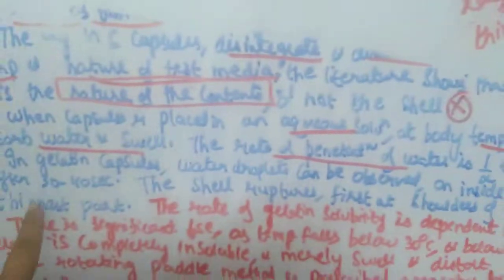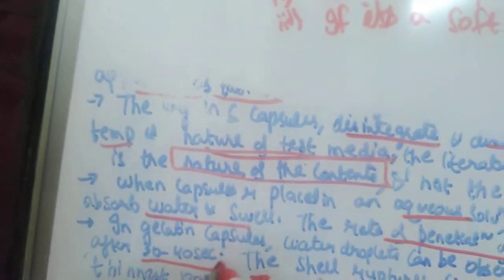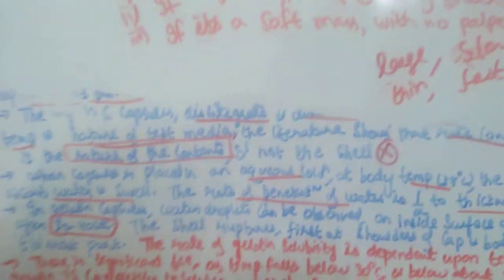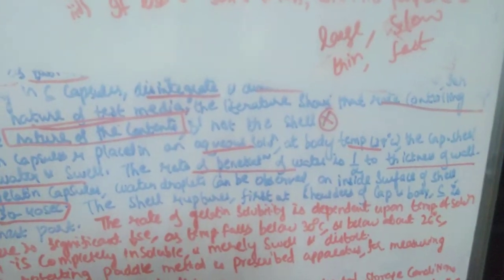In gelatin capsules, the water droplets can be observed on the inside surface of the shell after 30 to 40 seconds. So after 30 to 40 seconds, when they are kept in water, you can see water droplets on the inside surface of the capsule shell.